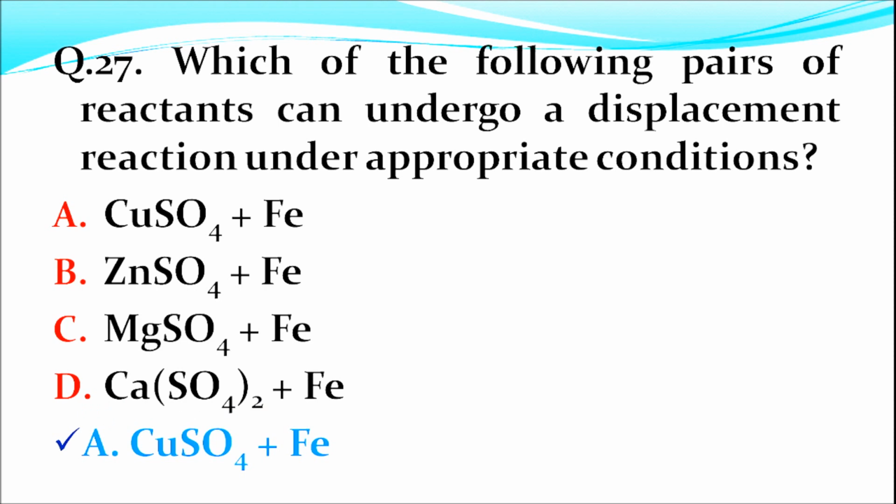Which of the following pairs of reactants can undergo a displacement reaction under appropriate conditions? Option A, copper sulfate CuSO4 plus Fe. Option B, ZnSO4 zinc sulfate plus iron. Option C, MgSO4 magnesium sulfate plus iron. Option D, calcium sulfate CaSO4 plus Fe. The correct answer is option A: copper sulfate CuSO4 plus Fe can undergo a displacement reaction under appropriate conditions.